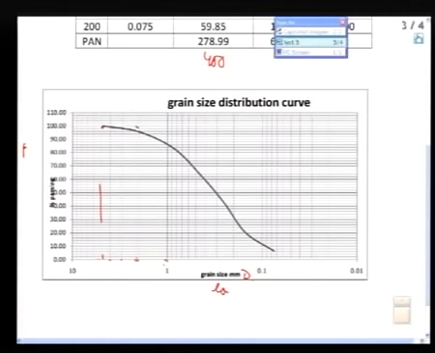The next one is number 16, right? What is the opening of number 16? 1.18. This is 2. So it's almost 1.2, right? So it's somewhere here. How much? 97. So somewhere here. Okay?